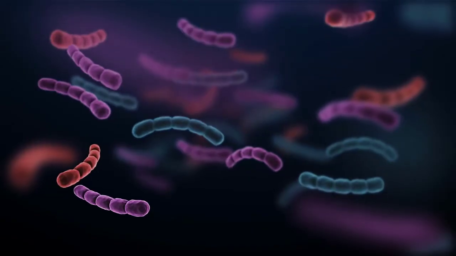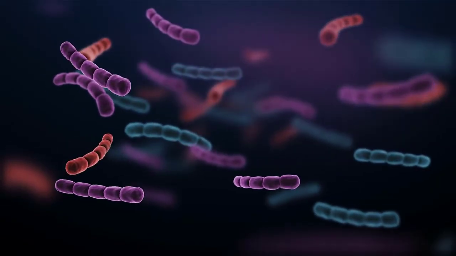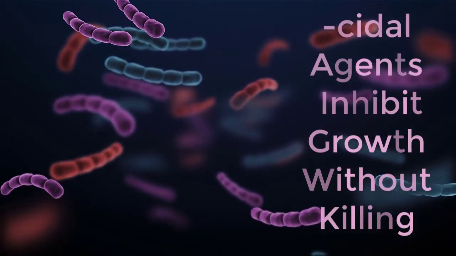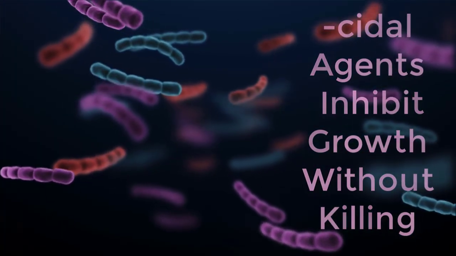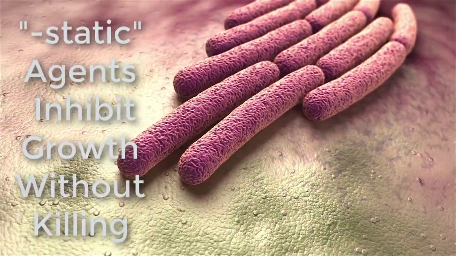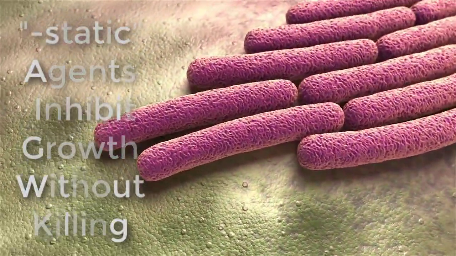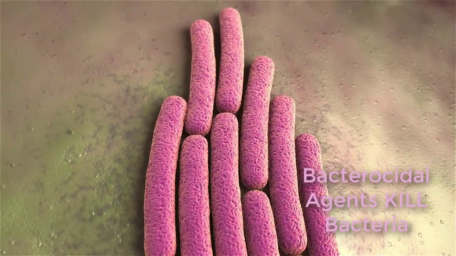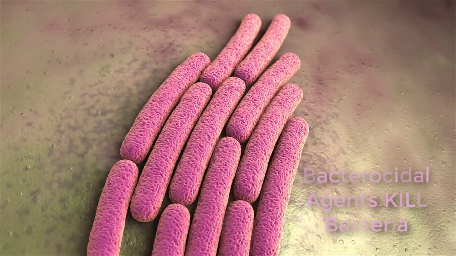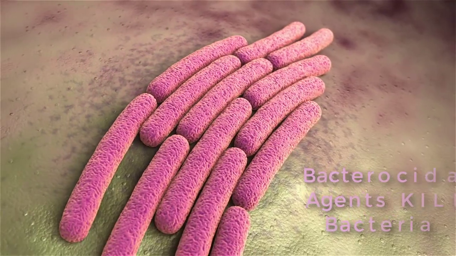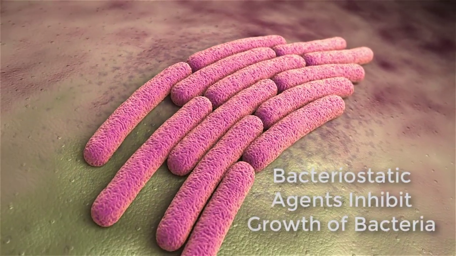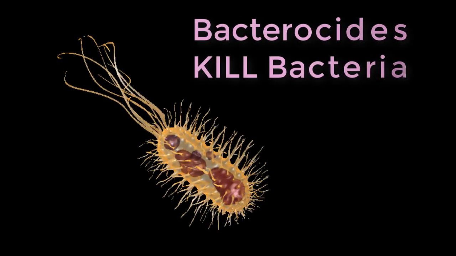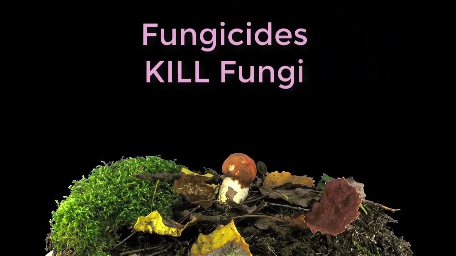Agents which kill cells are called cidal agents. Agents that inhibit the growth of cells without killing them are referred to as static agents. For example, the term bactericidal refers to killing bacteria, and bacteriostatic refers to inhibiting the growth of bacteria. A bactericide kills bacteria, a fungicide kills fungi, and so on.